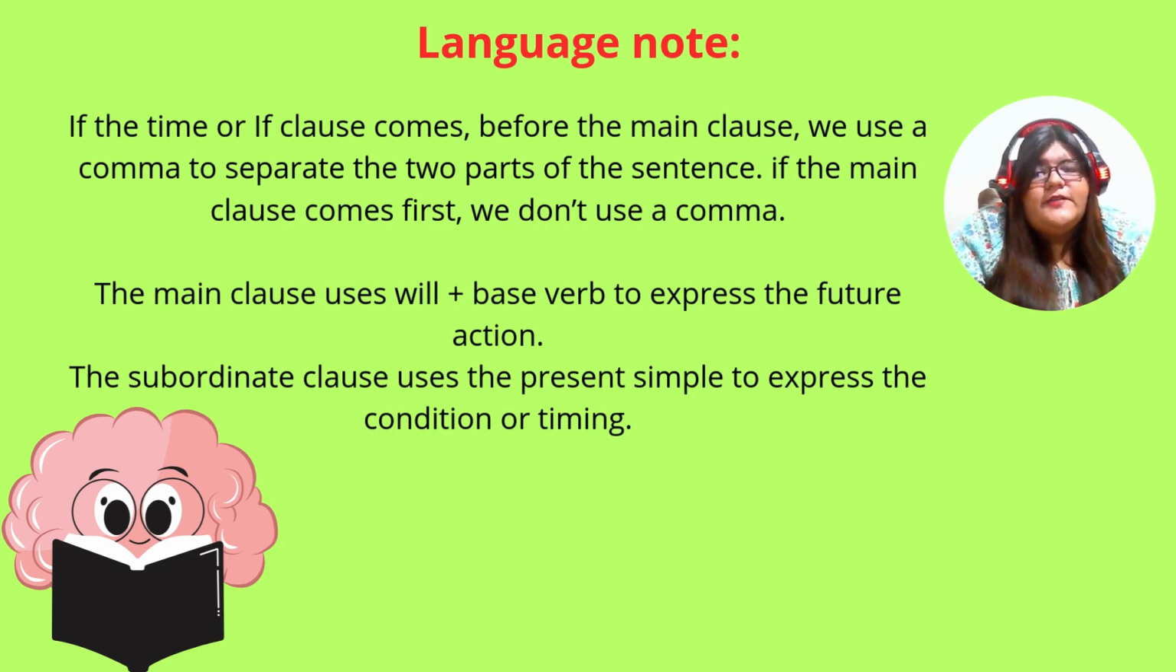Then we have here a language note. If the time or if clause comes before the main clause, we use a comma to separate the two parts of the sentence. If the main clause comes first, we don't use a comma. The main clause uses will plus base form of the verb to express the future action. The subordinate clause uses the present simple to express the condition or timing, so pay attention to that part.